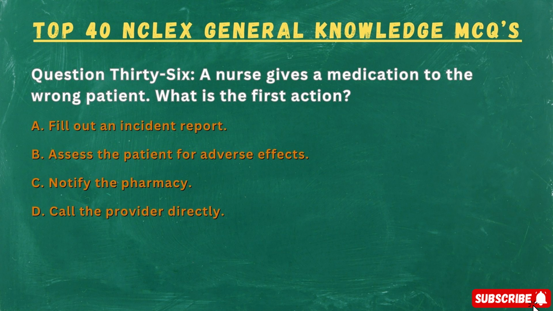Question 36. A nurse gives a medication to the wrong patient. What is the first action? A. Fill out an incident report. B. Assess the patient for adverse effects. C. Notify the pharmacy. D. Call the provider directly. Answer: B. Assess the patient for adverse effects.